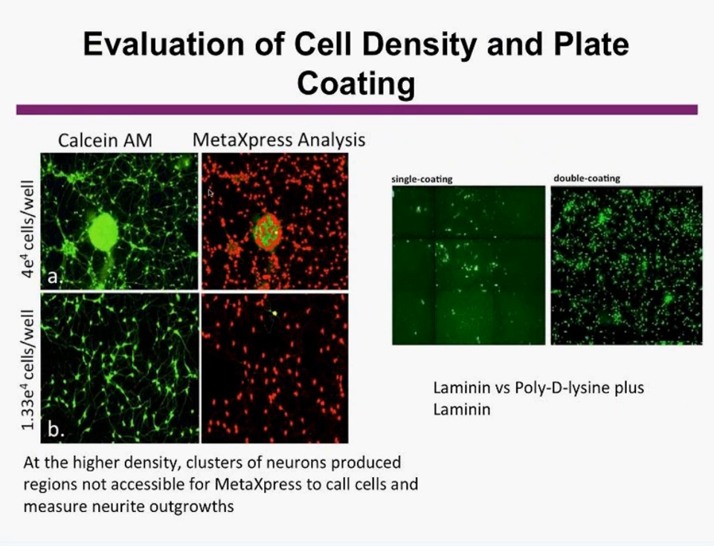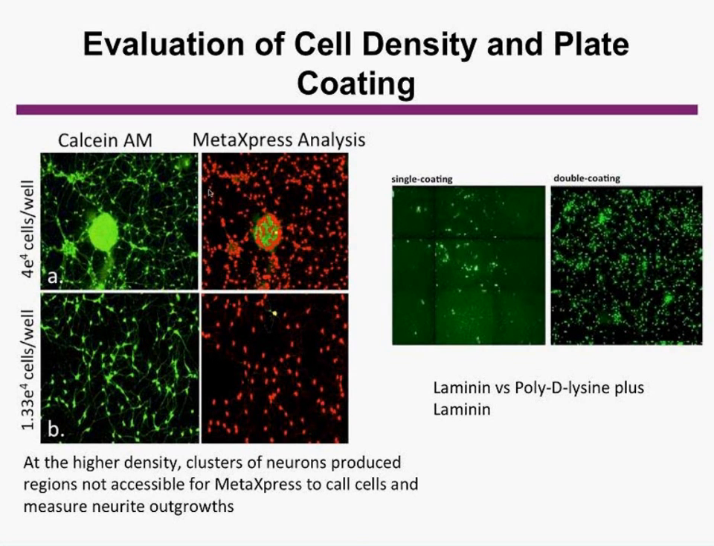When we started, we really had no idea how many cells to plate, so we spent a lot of time evaluating both cell density and plate coating. We found that 40,000 cells per well were a little bit too dense. These caused clusters of neurons, and they produced regions that were not accessible for MetaXpress to call the cells or to measure the neurite outgrowth. So we settled eventually on 1.33 times 10 to the 4 cells per well, which we've used for all the experiments I'll be describing from here on out.